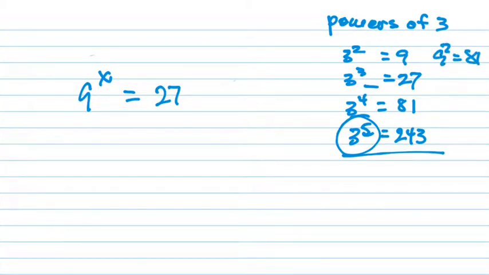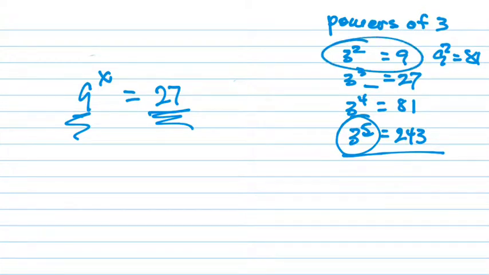That tells me that I'm going to have to change not just this base, but this base. I can turn a 9 into a 3 squared. So 9 becomes 3 squared raised to the x power. 27 can also be 3 to the 3. Now do I have the same base? Yes. I had to change the base on both sides this time.